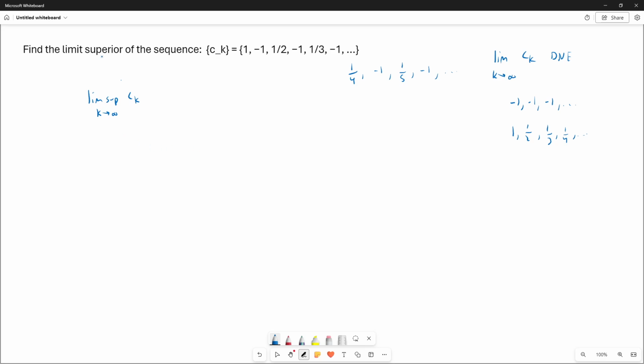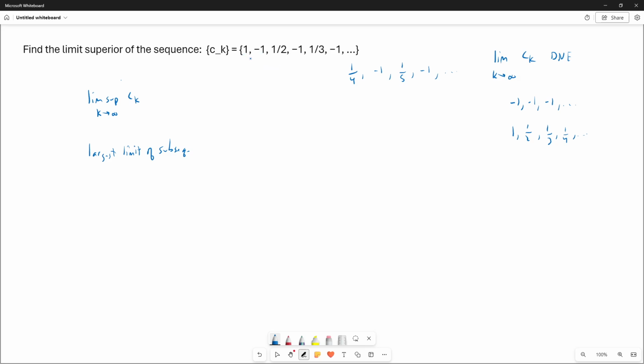So the Lim Sup, or limit superior, is the largest limit of the subsequences. So any subsequence that you can imagine from this sequence, you consider its limit, and then you take the largest of those limits. And we will only want to consider subsequences which have limits that exist.